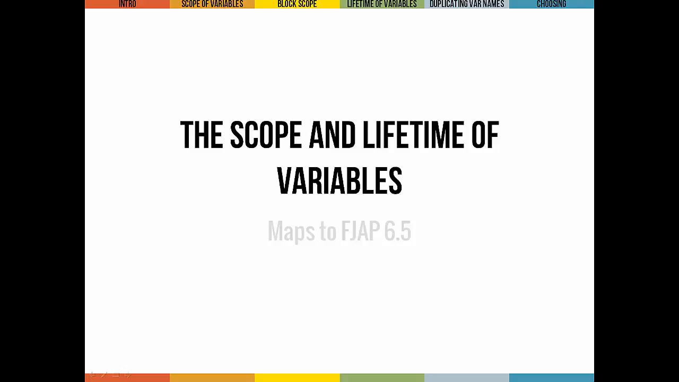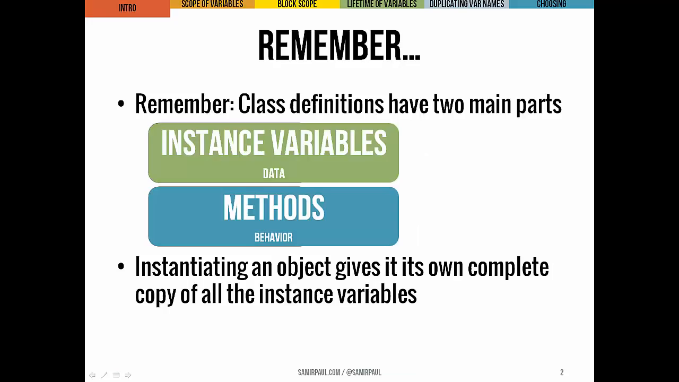We've encountered over and over and over again this basic idea about classes. And that is, class definitions have two main parts: instance variables or data, and methods or behavior. Whenever we instantiate a new object, it gets its own fresh, complete copy of all the instance variables. And whenever we call a method, it responds by activating that corresponding method in its own class.